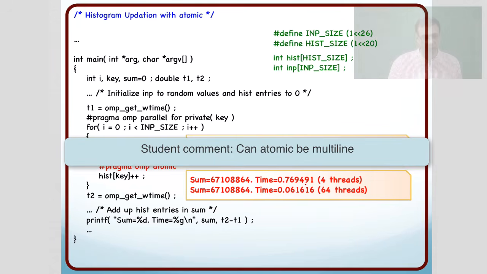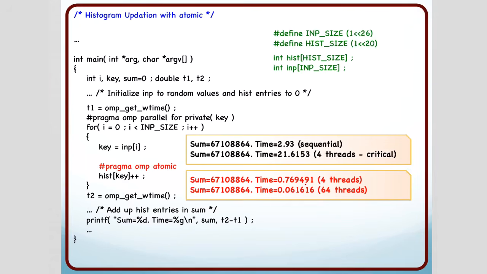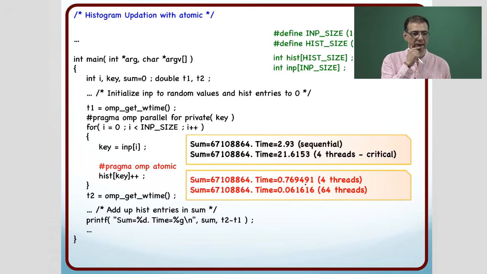Can atomic be multi-line? No. Atomic is only for a memory location, and that memory location is identified by the address of the update in the next instruction. So it's only a single instruction. There's a limited set of operations that you can do with atomic. You can find that in the OpenMP programmer's guide.